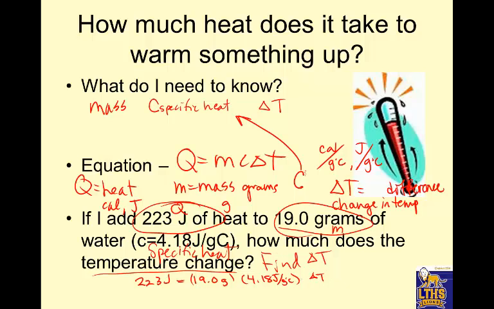So if we want to solve for delta T, we have to get rid of this by dividing by 19 and 4.18. That all goes away. And on this side, we have 19 and 4.18. So our answer is 2.81. So delta T equals 2.81. And now what's the unit? On the top one it's joules. Down here is grams. Down here is Celsius.